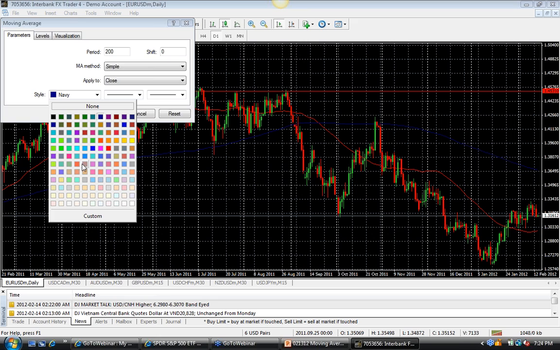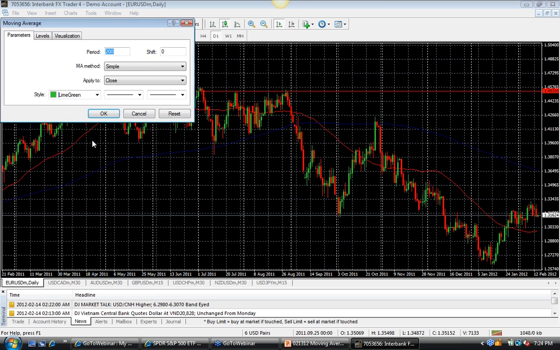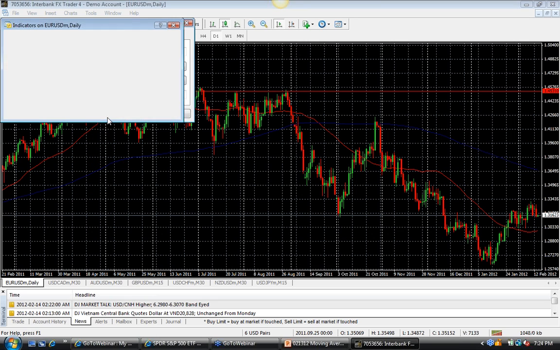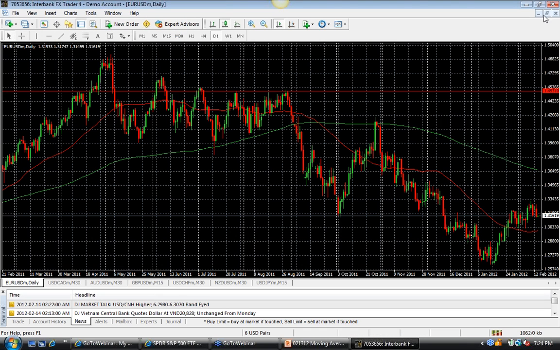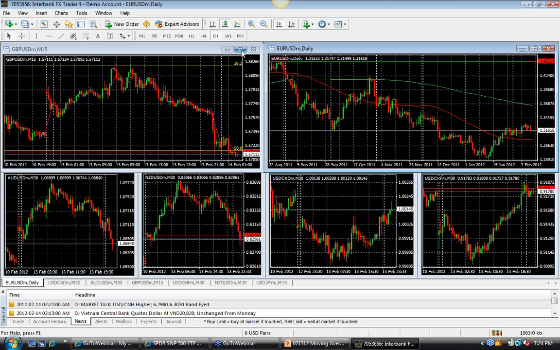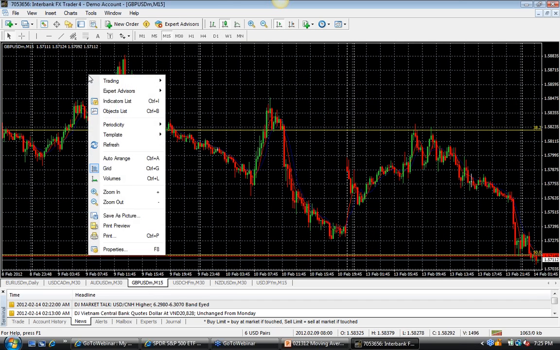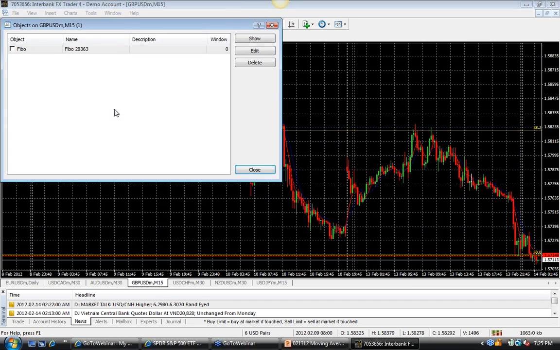I'm going to try and find a lighter green color for you. The lime green usually works pretty well. It's the same color as my candles. So lime green, so hopefully that looks a little bit better. Let me go ahead and bring you back over to the pound here on the shorter term one. So I just right click, I go to my indicators list because I have Fibonacci's drawn as well. So a Fibonacci that I drew would be an objects list.